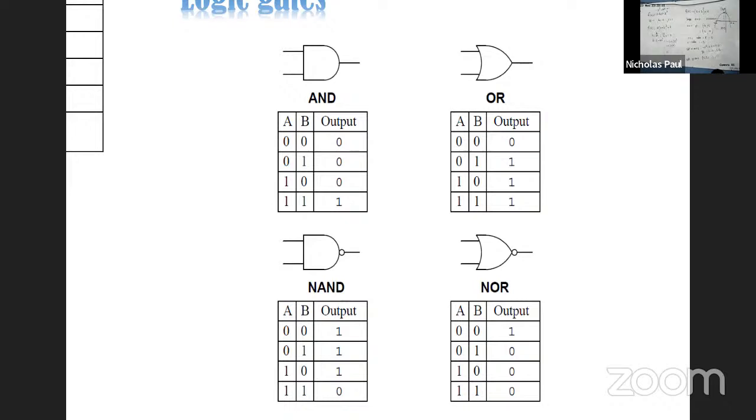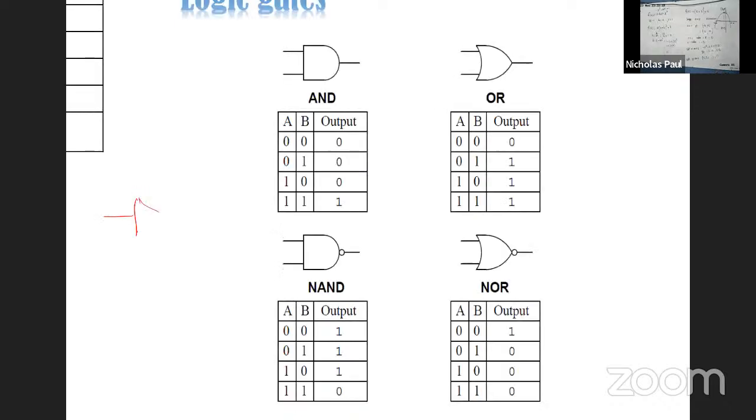Not gate missing, right? So for all these gates, you have to learn the gates, input and output. But to make it a little bit shorter, here's what you can do. Not gate is what again? A 1 will give you a 0, and a 0 will give you a 1. Right. Here's what you can learn.